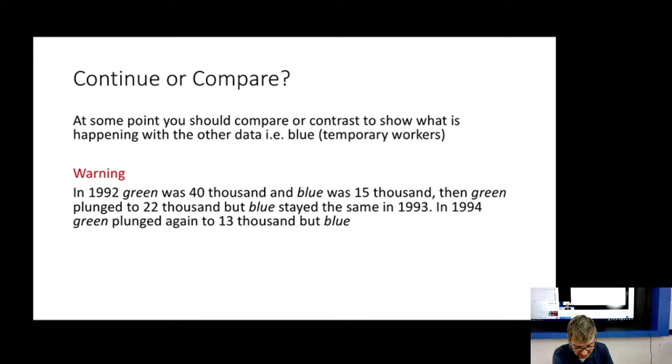So here we're looking at from this year, then we're looking at the next year, and then we're going on to the next year. So in 1992, green was 40,000 and blue was 15,000. Then green plunged to 22,000, but blue stayed the same in 1993. In 1994, green plunged again. So you can see this is kind of confusing or a complicated way of saying it. So we need to write it in a more simple way.